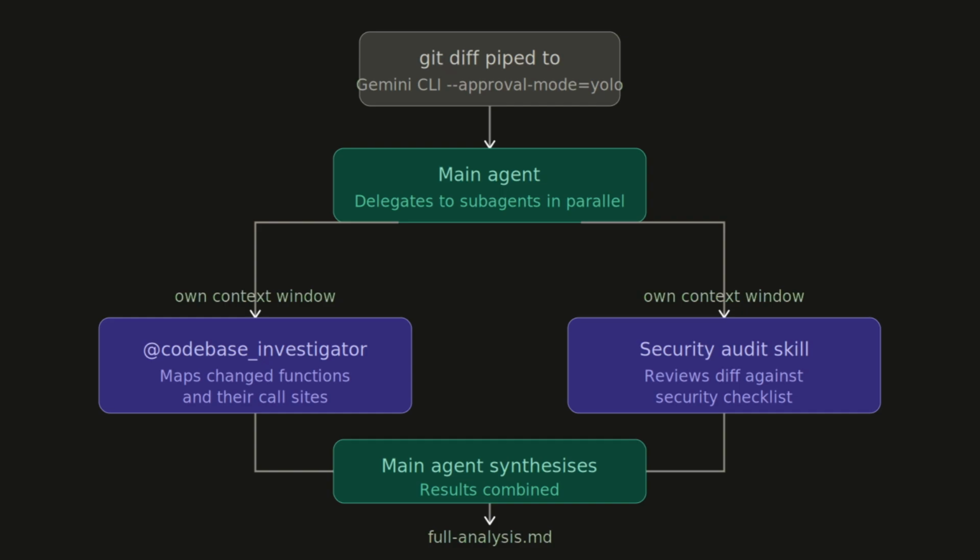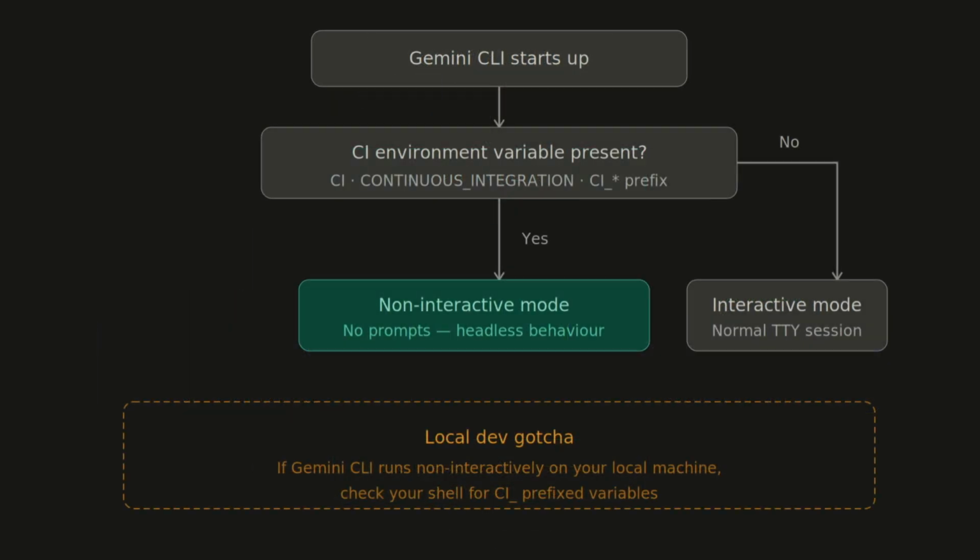A few operational patterns that matter when Gemini CLI is part of a production system rather than a development tool. One thing worth knowing: Gemini CLI detects a CI environment by checking for the CI (continuous integration) or any environment variable with a CI_ prefix. If any of these are present, the CLI assumes a non-interactive environment. This is usually what you want in a pipeline.